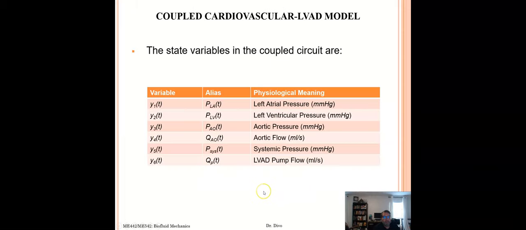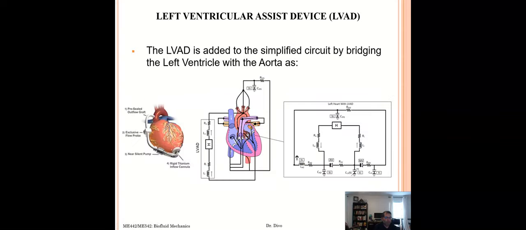So basically what we'll end up with is a list of new state variables. Y1 through Y5 are the already existing ones in the same order as we defined them before: the left atrial pressure, the left ventricular pressure, the aortic pressure, the aortic flow, and the systemic pressure. And the new state variable is a single flow that we call QP, which is just the pump flow. The flow, let's go back one slide, is the flow that goes through the pump, or H.